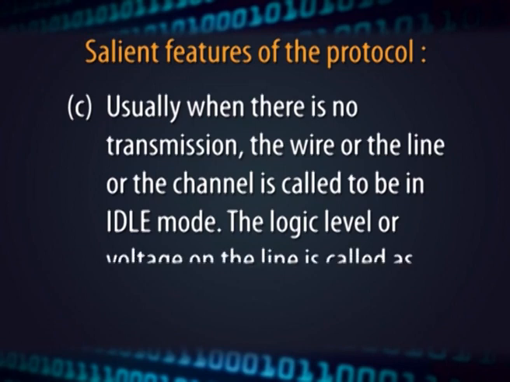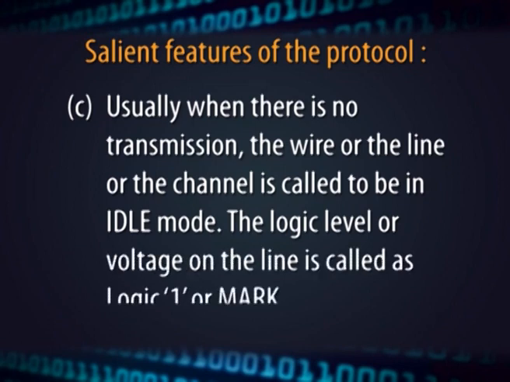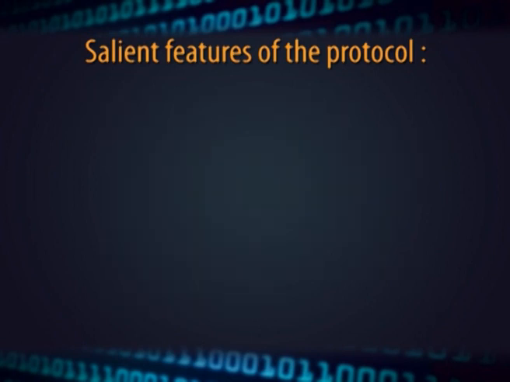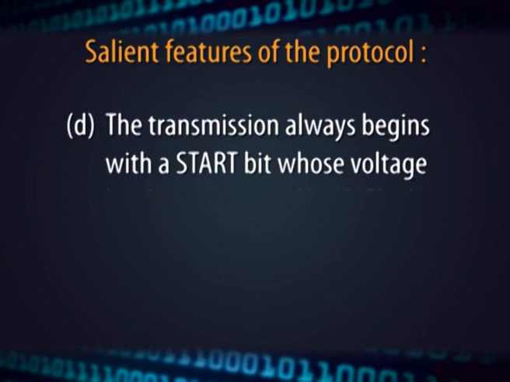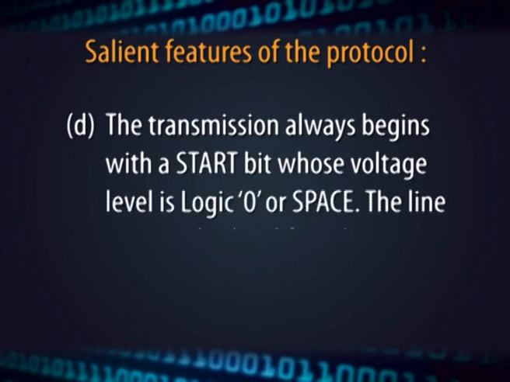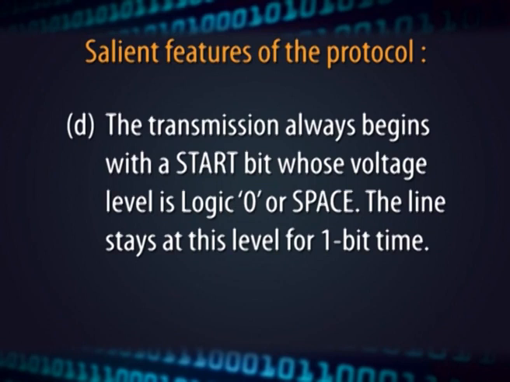C. Usually when there is no transmission, the wire or the line or the channel is said to be in idle mode. The logic level or voltage on the line is called logic 1 or mark. D. The transmission always begins with a start bit whose voltage level is logic 0 or space. The line stays at this level for 1 bit time.